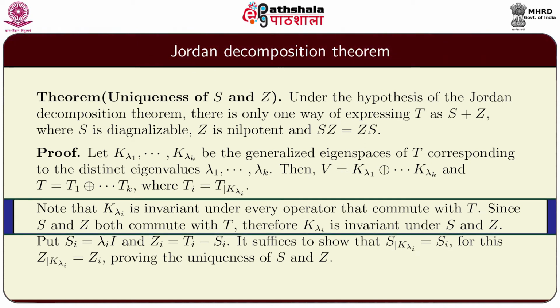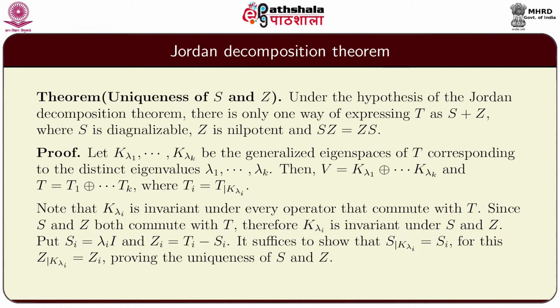Note that K_λi is invariant under every operator that commutes with T. Now, since S and Z both commute with T, K_λi is invariant under S and Z. Let us write Si equal to λi I and Zi equal to Ti minus Si. It suffices to show that S restricted to K_λi is Si. For this, Z restricted to K_λi is Zi, proving the uniqueness of S and Z.